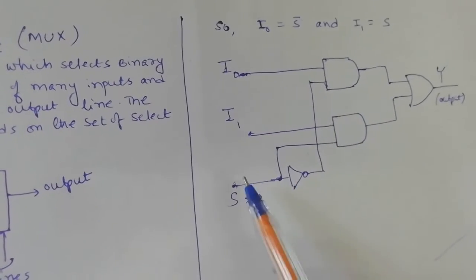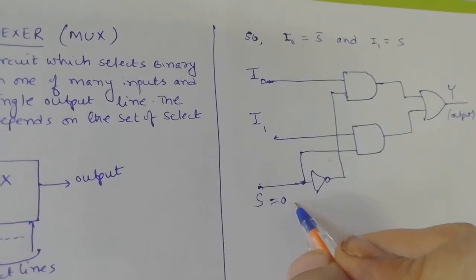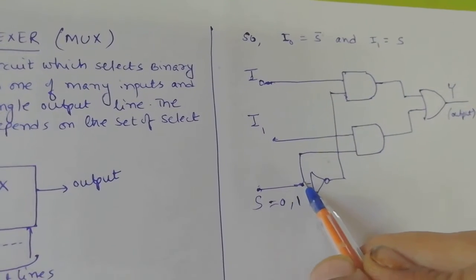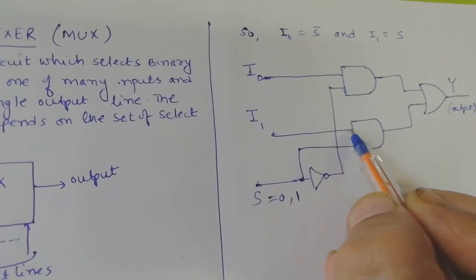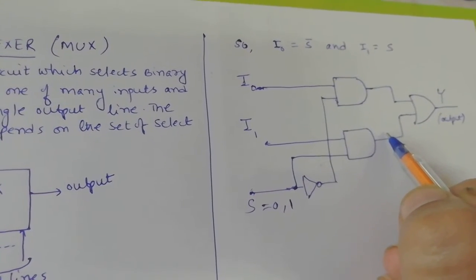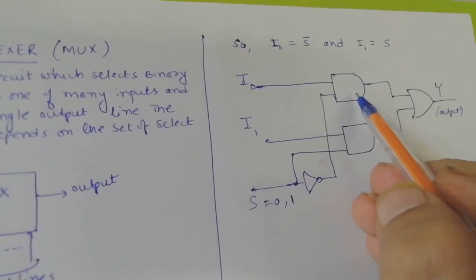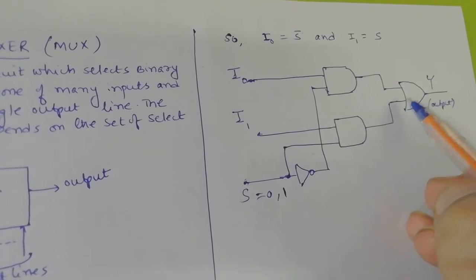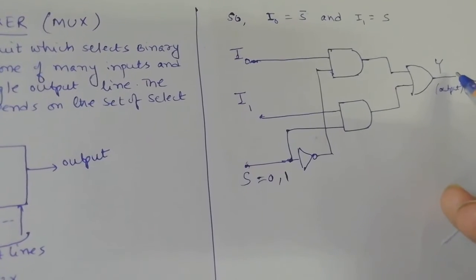Now let us see what happens when S is equal to 1. Here it will be 1, so at this AND gate one input is 1 and the other is I1. When these two are multiplied, you get I1, and the other AND gate will be disabled in that case. When these two reach the OR gate as inputs, finally I1 will be the output produced over here.